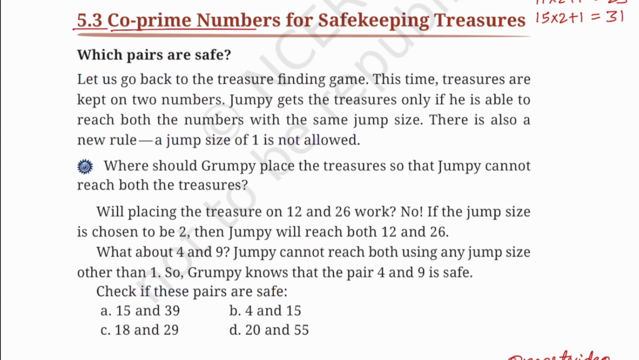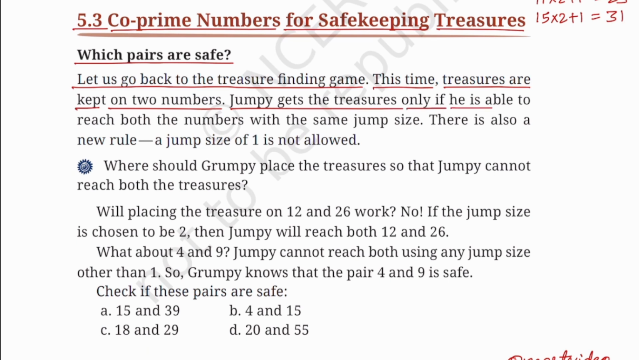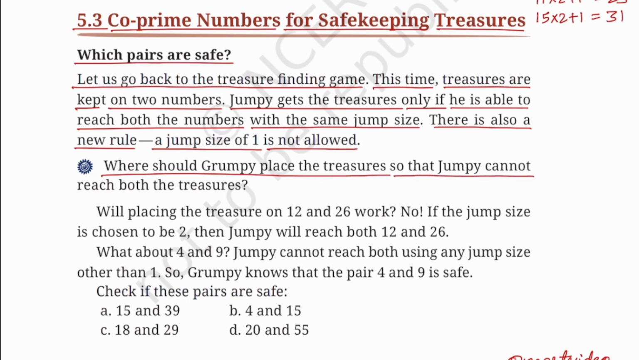5.3 Co-prime numbers for safekeeping treasures. Which pairs are safe? Let us go back to the treasure finding game. This time, treasures are kept on two numbers. Jumpy gets the treasures only if he is able to reach both the numbers with the same jump size. There is also a new rule: a jump size of 1 is not allowed. Where should Grumpy place the treasures so that Jumpy cannot reach both the treasures?